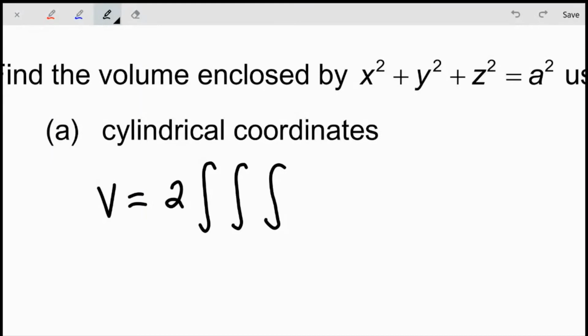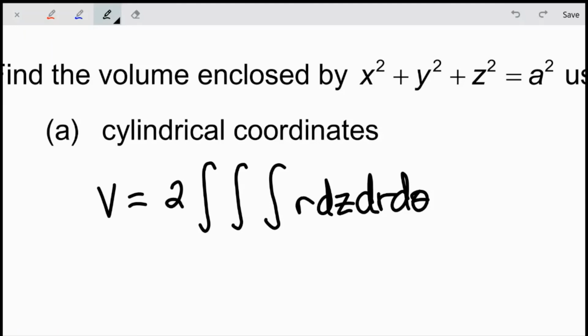Okay, so first of all, I'm using cylindrical coordinates. So I know I'm going to have an r dz dr d theta. You've got to think back to what we did in section 15.8. Now, from the perspective of the z limits of integration, I'm essentially looking at r squared plus z squared equal to a squared. So I would solve that for z, and I'm going to get plus or minus the square root of a squared minus r squared.